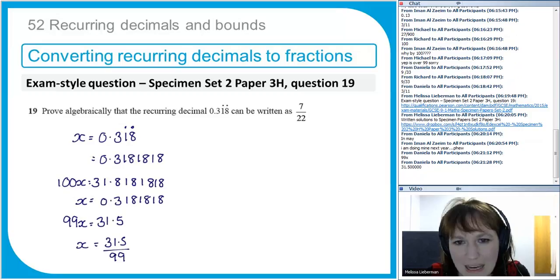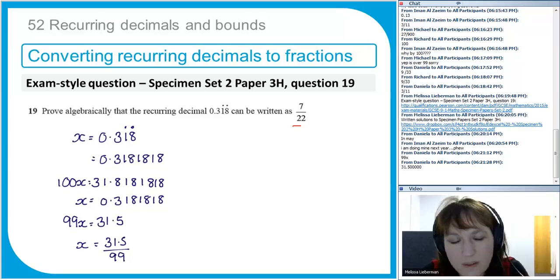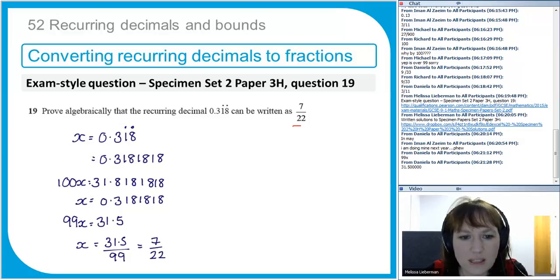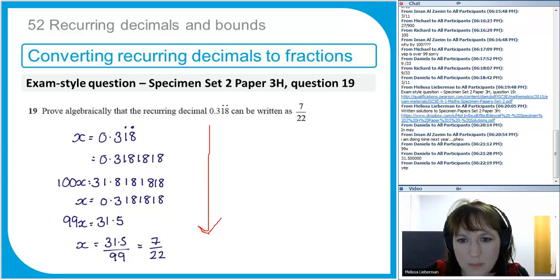All we need to say now is that 31.5 over 99, check it on your calculator. Work out 31.5 divided by 99, and you should see that that is equal to 7 over 22. And that's our proof. So all of these steps using the algebra prove that this recurring decimal can be written as this fraction.